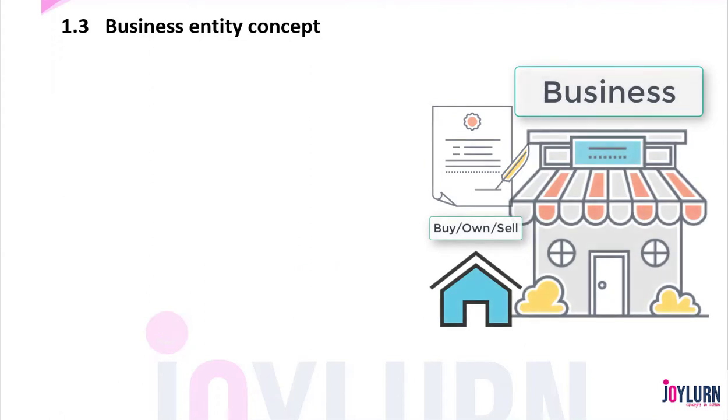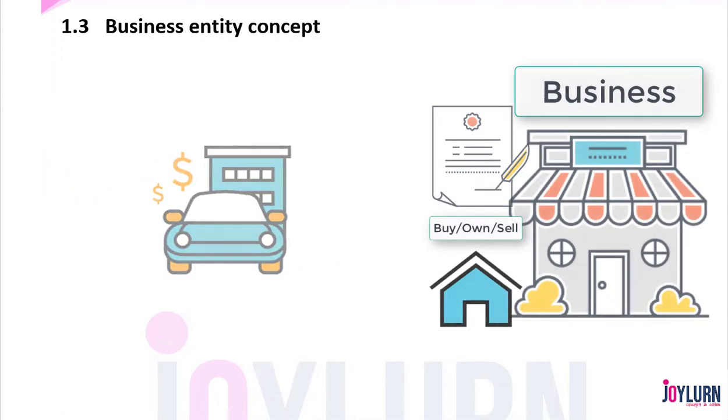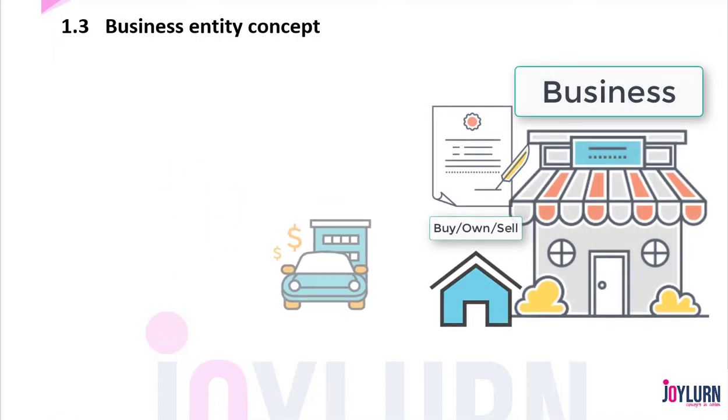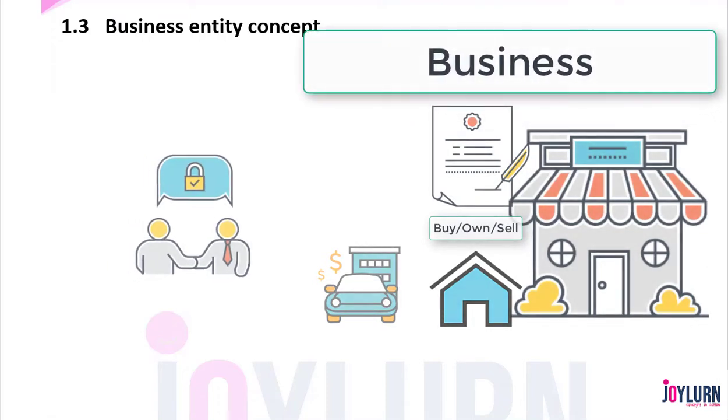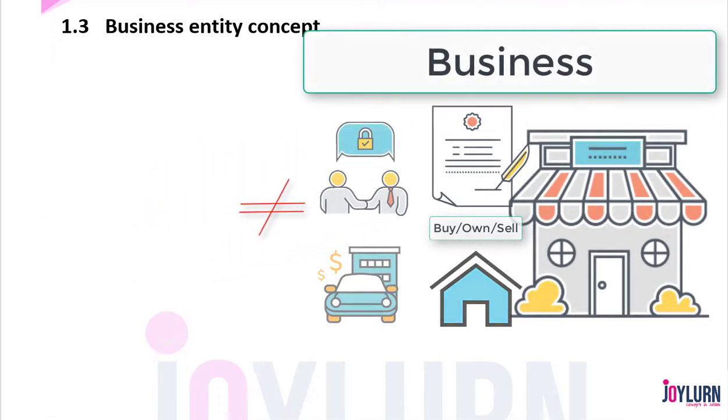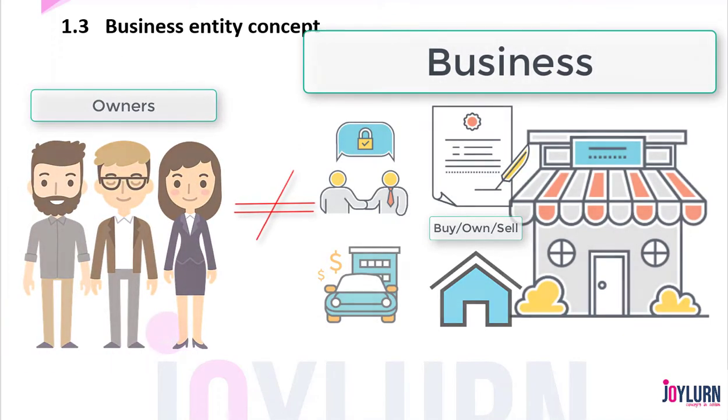Items that the business owns, its assets, we'll learn about in chapter 2. And those items that the business has to pay later, its liabilities, belong to the business and not to the individual stockholders or shareholders or owners.